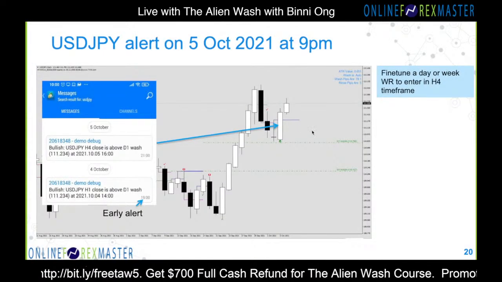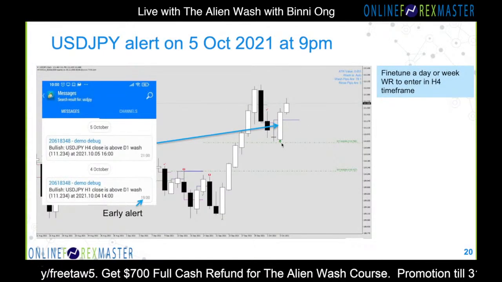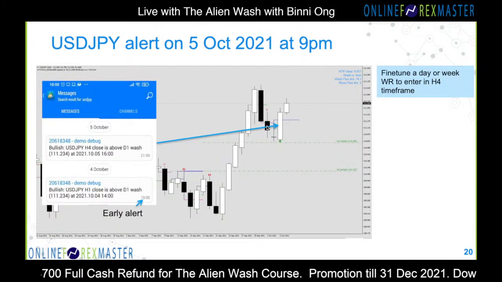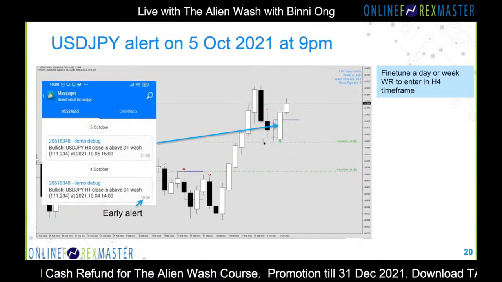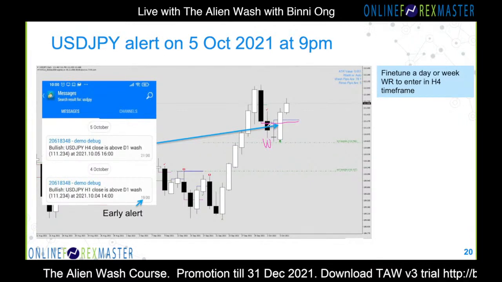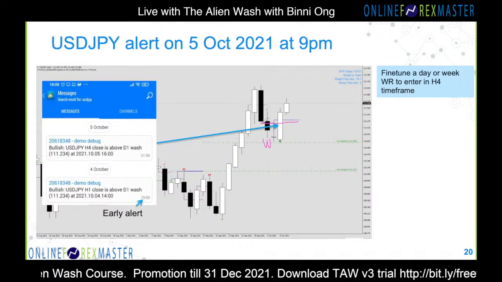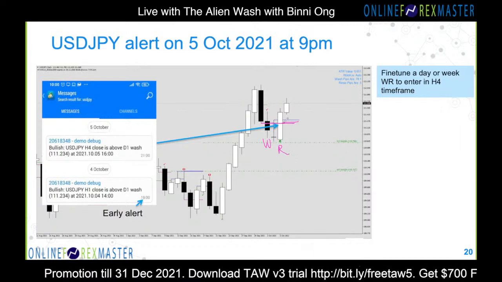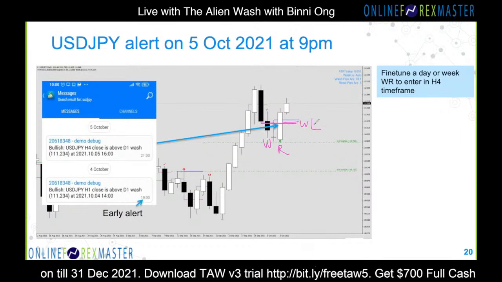For example, take a look at this arrow here. This was a bullish wash and rinse. Where is the wash? This place here was the wash. Because this is a bullish signal, price had closed below the previous low, and at this place price had closed above the wash line. So this is how we treat the wash and rinse.